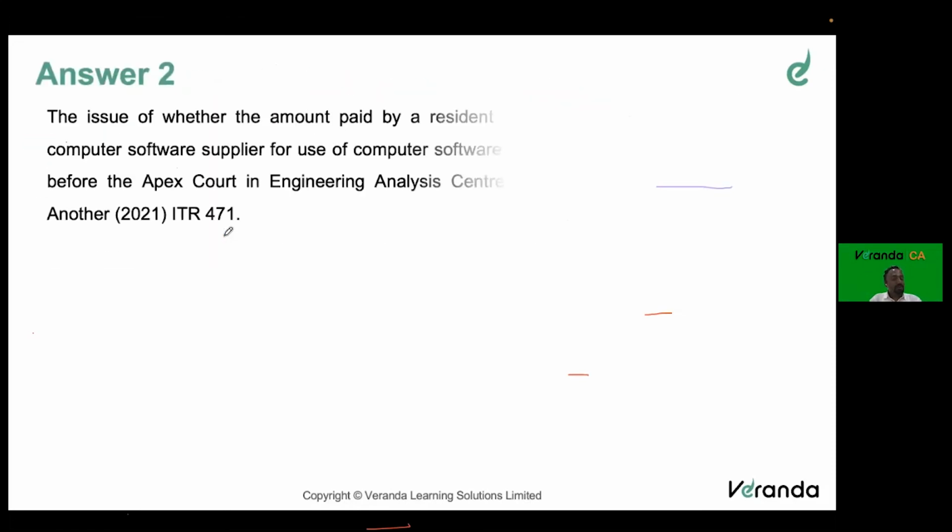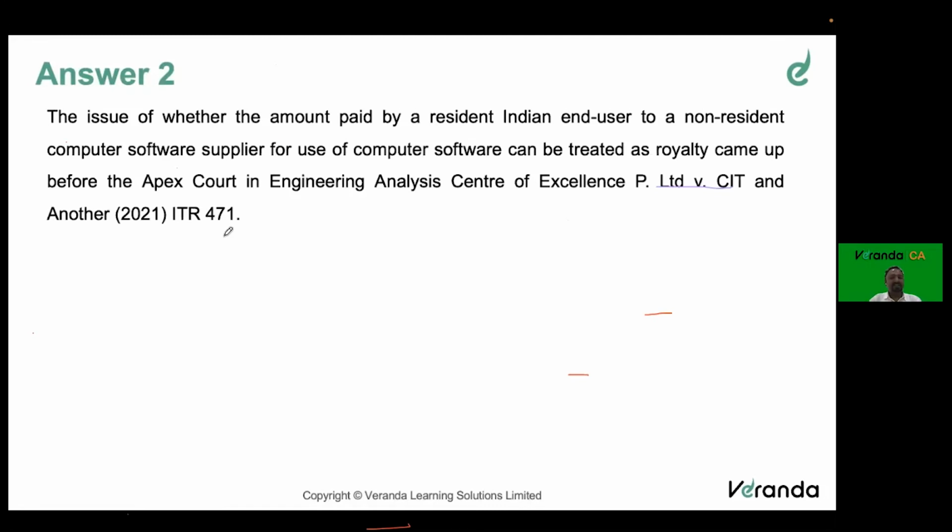As I said, this was based on a recent case law. This was also discussed in the session. If you go back to this particular session in your learning session, in your LMS, you could probably find that this case was discussed in detail. The same question is what we are discussing here. There is this Engineering Analysis Center of Excellence Private Limited versus Commissioner of Income Tax, which was discussed in the Supreme Court in the year 2021.